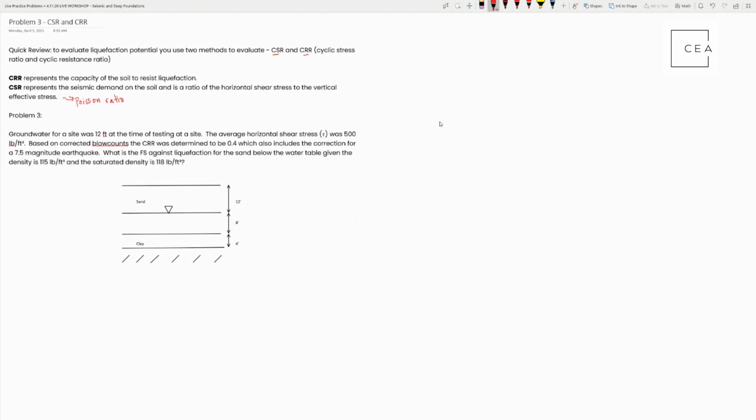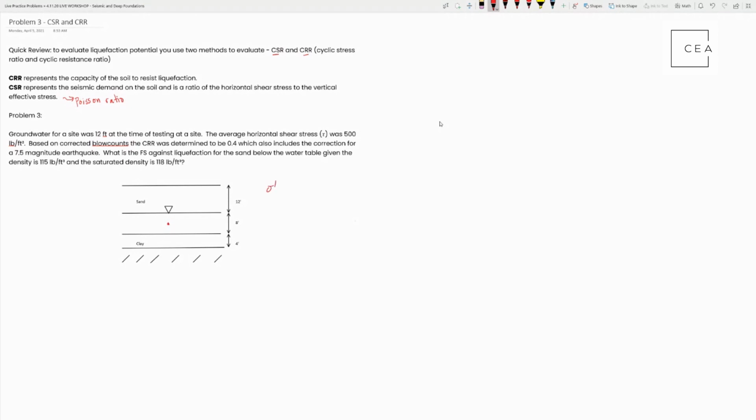So we got a little diagram here. You've got sand going down. You've got the water table down here at 12 feet. You've got a clay layer down here at the bottom. So the first thing that we need to do is determine the vertical effective stress at the midpoint of the saturated sand layer, which is going to be right here. So first thing we're going to do is solve for that.